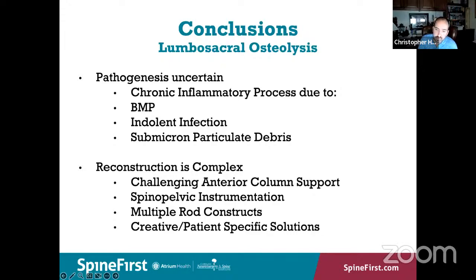The reconstruction in these cases is complex. It's challenging to get good anterior column support, and anterior approaches are quite difficult in these patients, given the extent of inflammation in the prevertebral and retroperitoneal space. You absolutely have to rely on spinal pelvic instrumentation and multiple rod constructs. And these are always kind of creative or patient-specific solutions. And I think we'll see some of that creativity in Dr. Bohl's work as well.